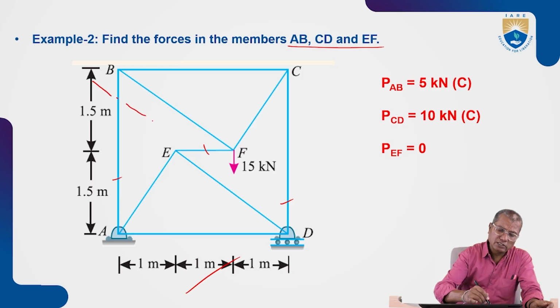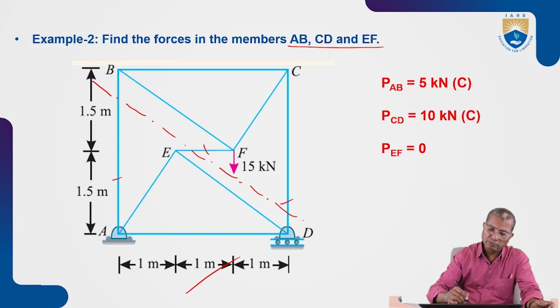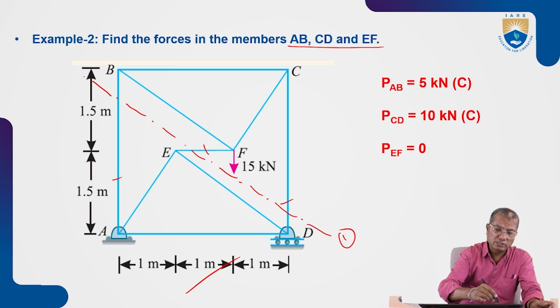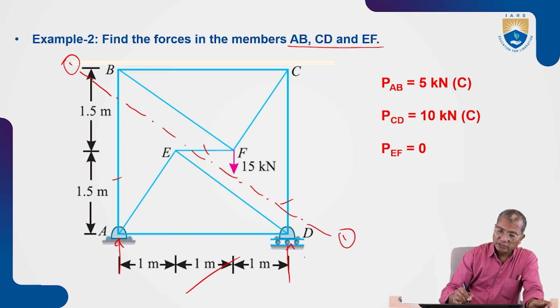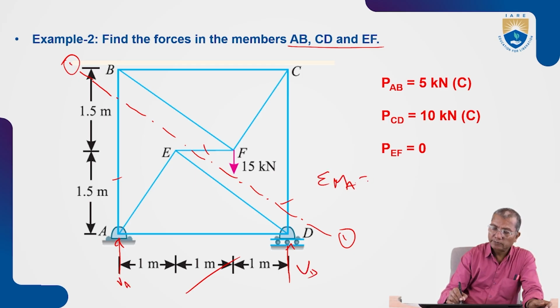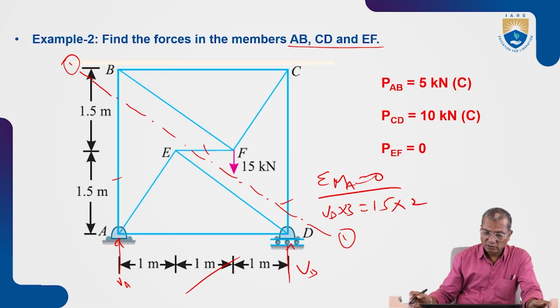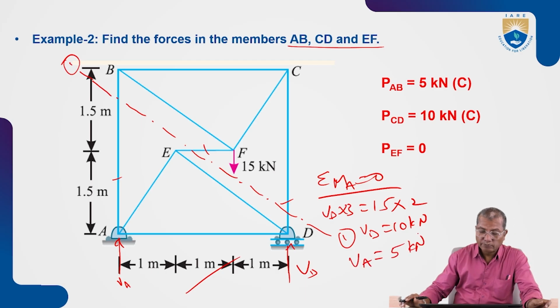Here, we take the section cutting all three members. Also, we find the reactions VA and VD. Taking moments about A, we get VD into 3 is equal to 15 into 2, or VD is equal to 10 kilonewtons, and hence VA is equal to 5 kilonewtons.